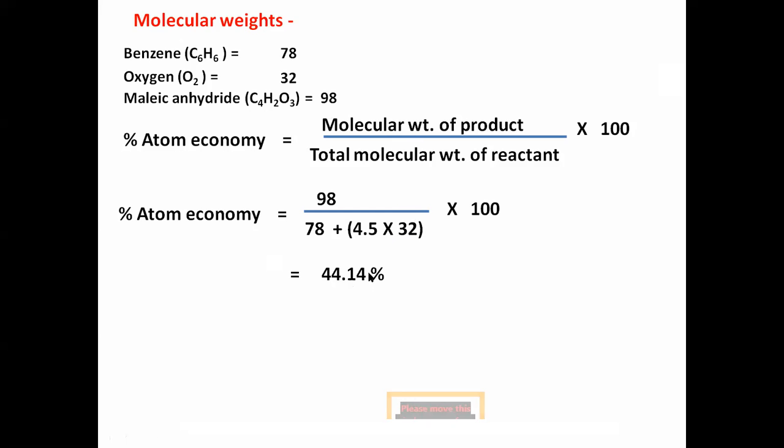If you look at the atom economy, it is very poor, less than 50%. 44.14%, because we are losing a lot of atoms during the reaction. We are losing carbon and hydrogen in the form of CO2 and H2O. So this is the way we should calculate atom economy.